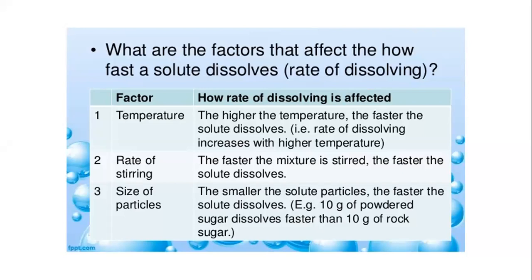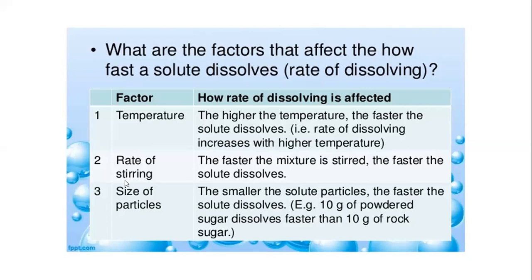For example, you get sugar that you all know, which is the small granules. And then you get sugar cubes, which we hardly see because we normally are used to that finely processed sugar particles. So now these small sugar particles, the solute, dissolve faster. For example, 10 grams of sugar powder dissolves faster than 10 grams of rock sugar. That means those are the cubes of sugar. So the smaller the solute, the smaller the size of the particles, the faster it dissolves.